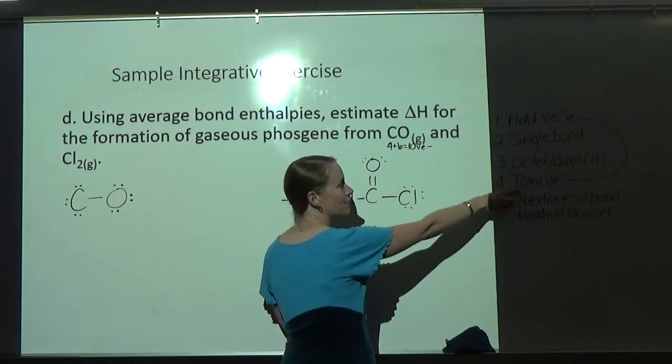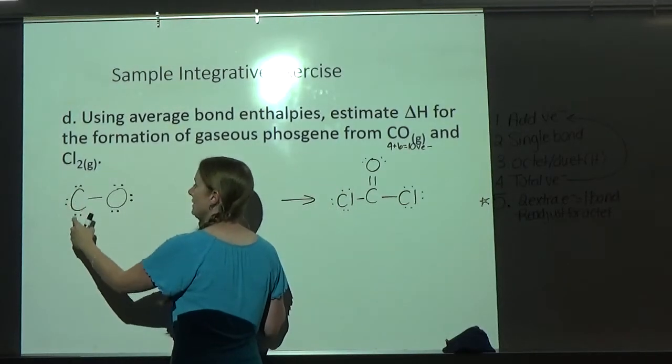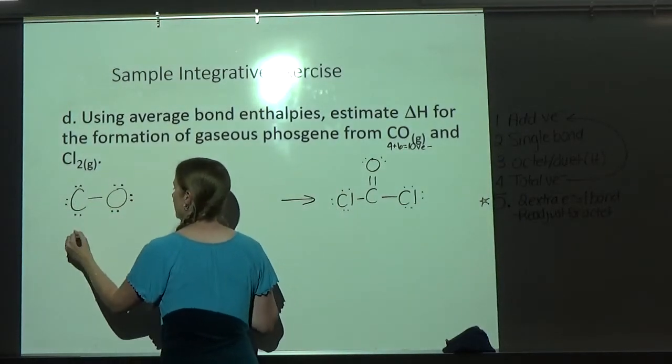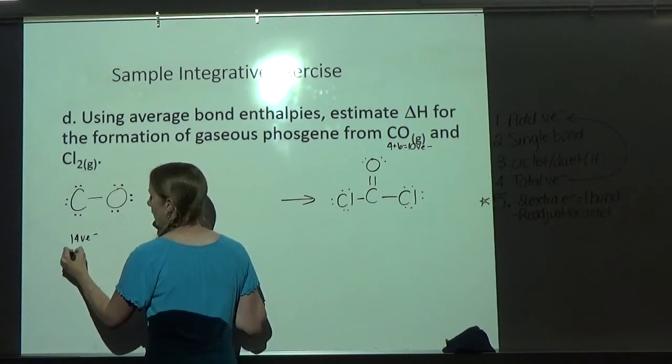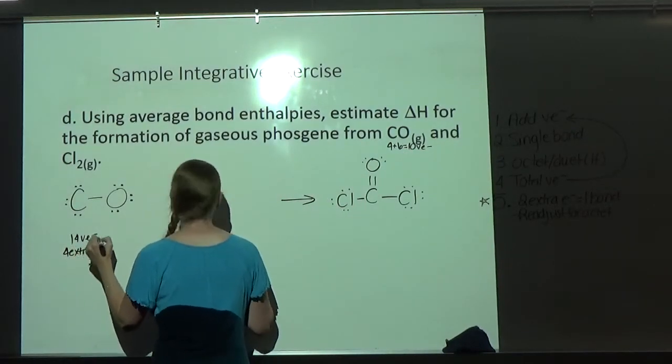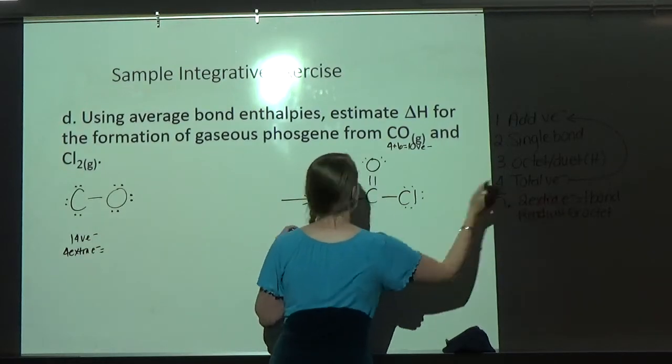And then I check my total. So I have 2, 4, 6, 8, 10, 12, 14. So I have 14 valence electrons. I'm only allowed to have 10. I have 4 extra electrons. So that means I need 2 bonds.